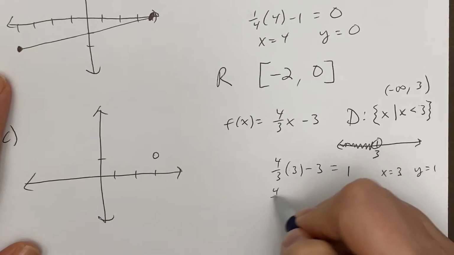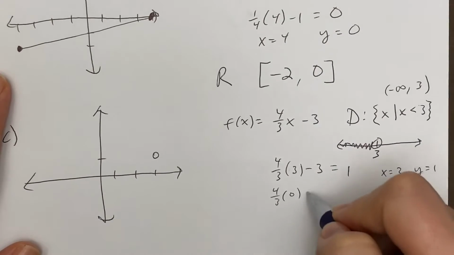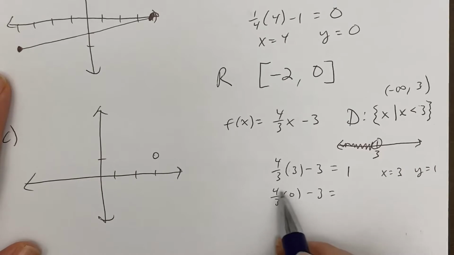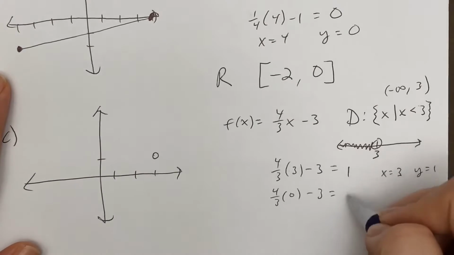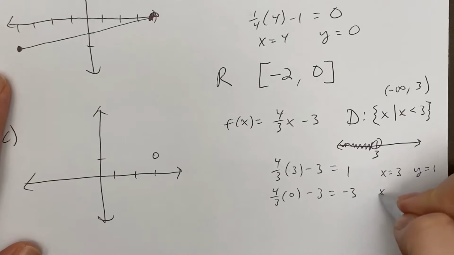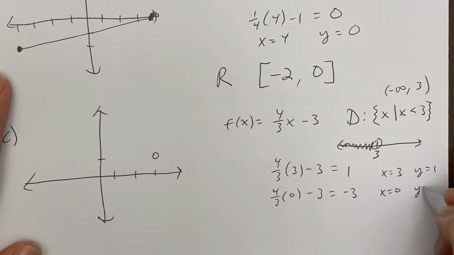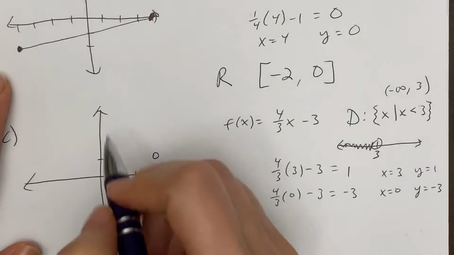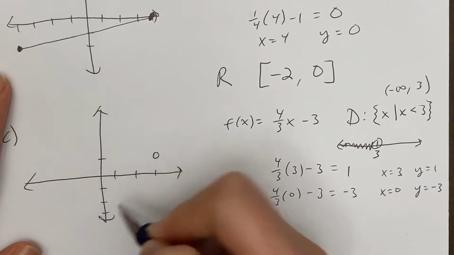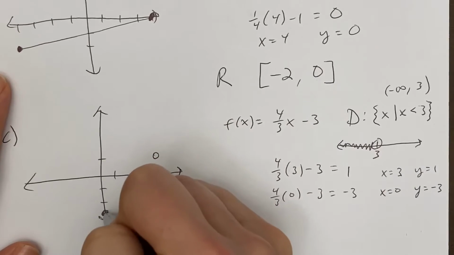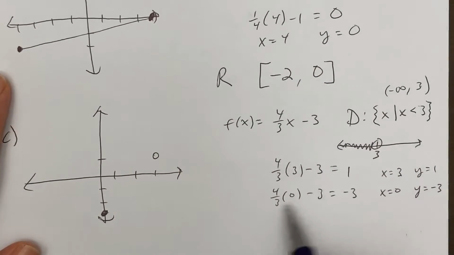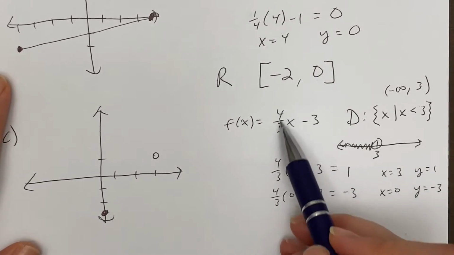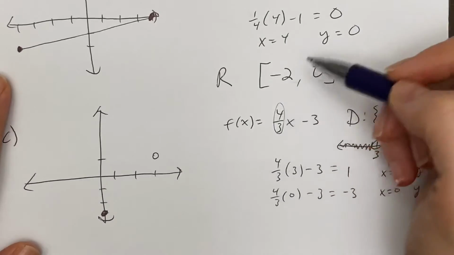So I'm going to substitute 0 in, because that's a nice number to evaluate. When I substitute 0 in, I would get 0 minus 3, which is negative 3. So when x is 0, my y value is negative 3. So that would be down here. Another way you could do it, if you don't like to evaluate another point, is just think about the slope of this graph, which is 4/3.